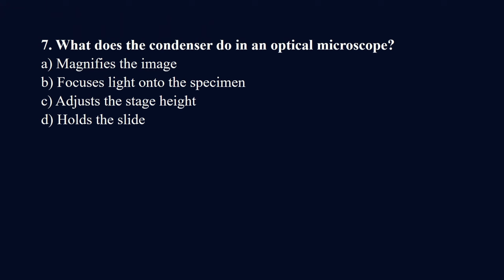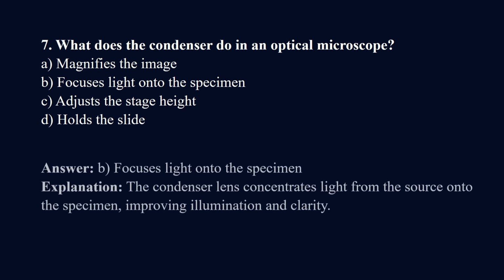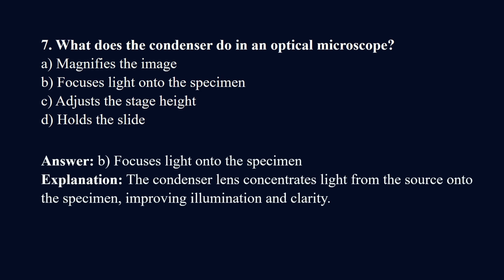Question number 7. What does the condenser do in an optical microscope? Magnifies the image, focuses light onto the specimen, adjusts the stage height, holds the slide? And the correct answer is focuses light onto the specimen.